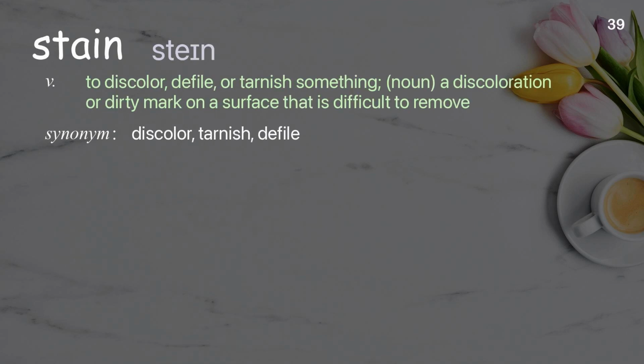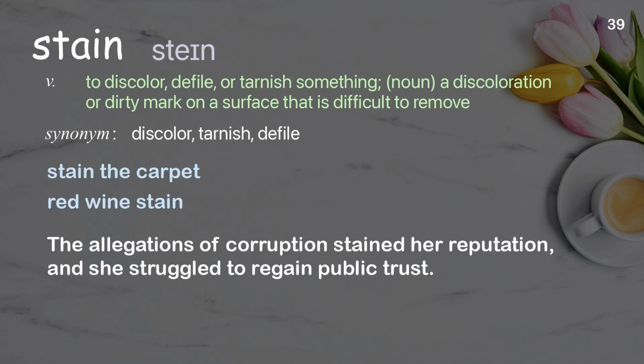Stain: To discolor, defile, or tarnish something. Noun, a discoloration or dirty mark on a surface that is difficult to remove. Examples: Stain the carpet. Red wine stain. The allegations of corruption stained her reputation, and she struggled to regain public trust.